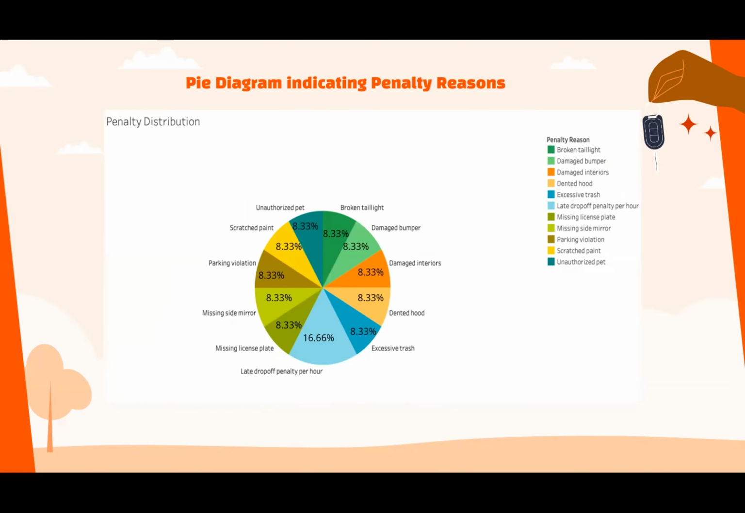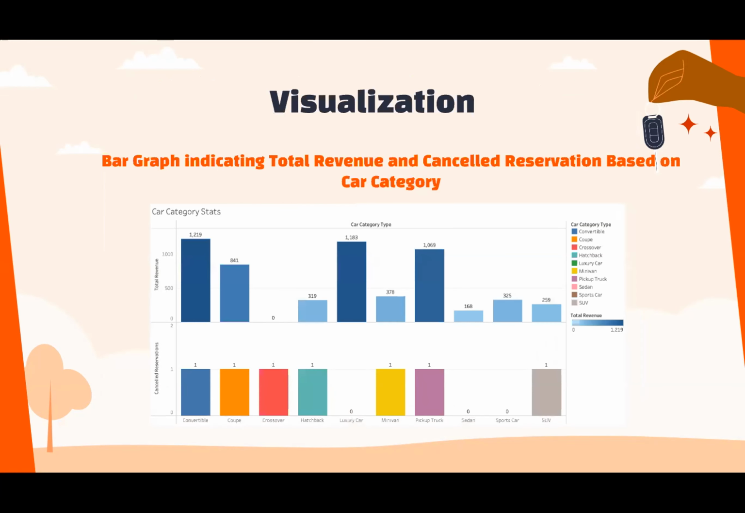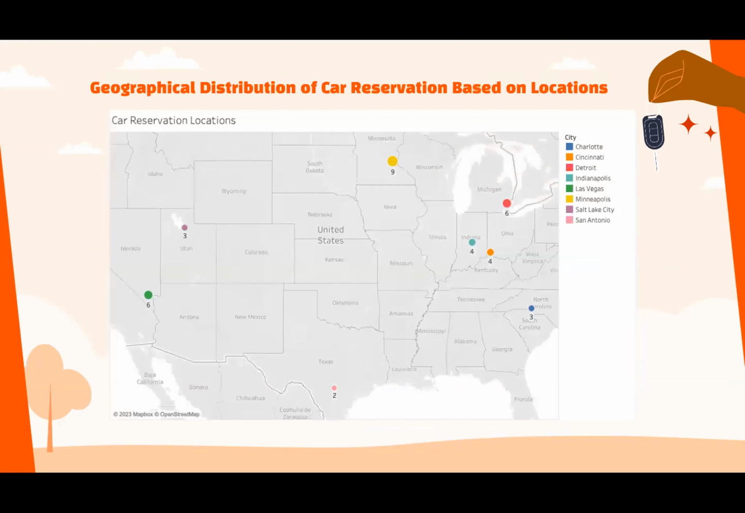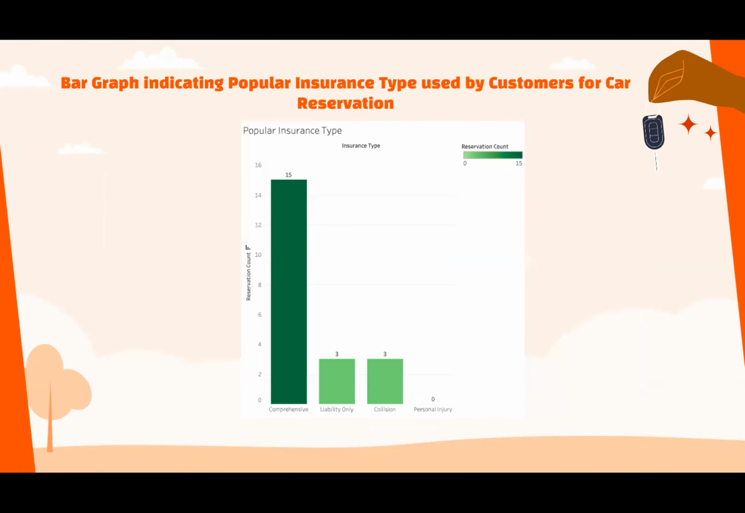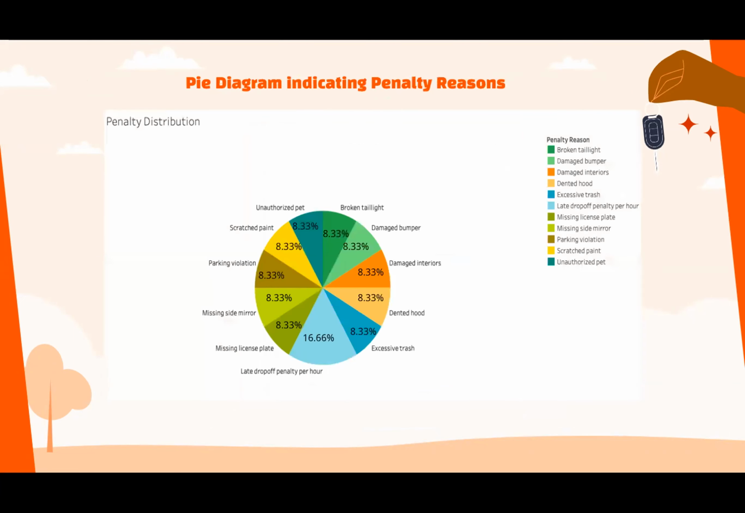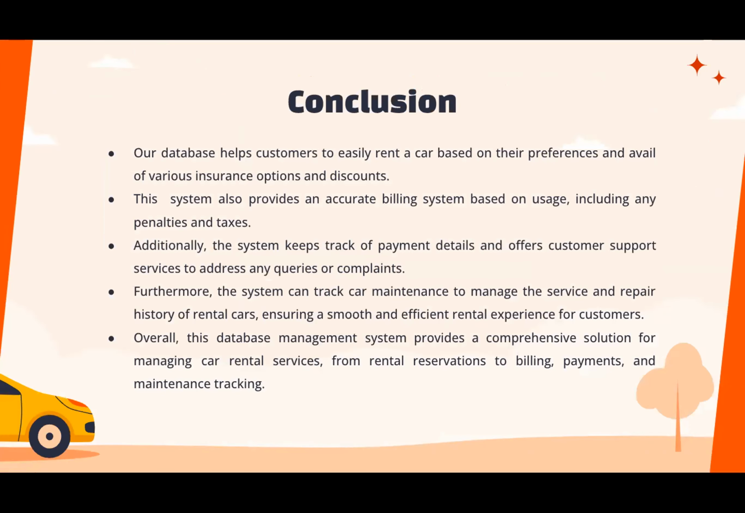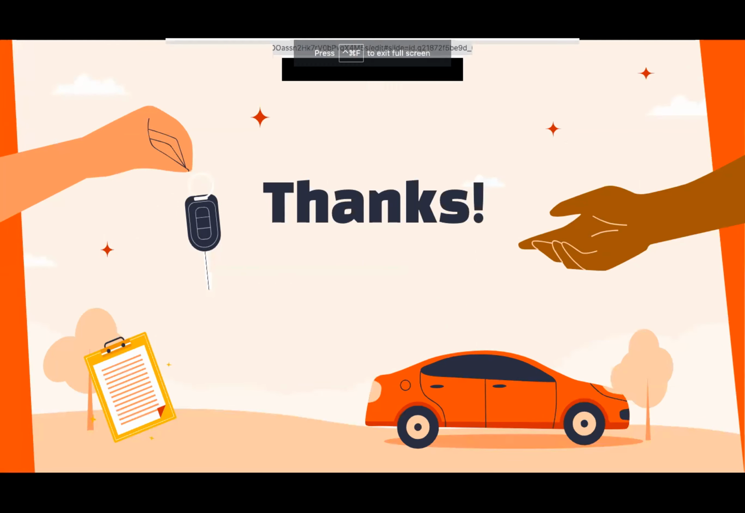Basically, visualization is helping us get insight into the business. Here we can see that customers are more likely to continue with the reservation if they are reserving luxurious cars. Next. The map basically shows the reservation by city. Next. The bar graph represents that customers are more likely to select comprehensive insurance. Next. This is a penalty distribution pie chart. Next. Our project provides a comprehensive solution for managing car rental services. Thank you.